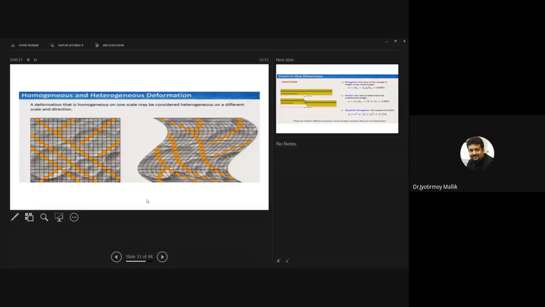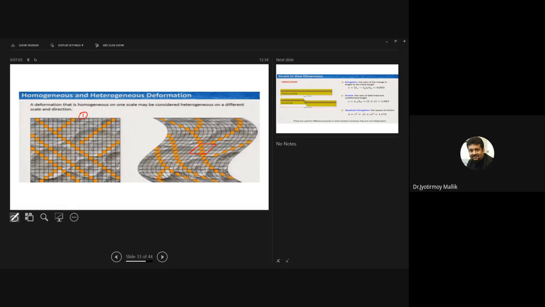Now, homogeneous deformation and heterogeneous deformation very much depend on scale. If I want you to concentrate only on this part of the deformed body, so this is my precursor material, and this is after deformation, and I want you to concentrate only on this part.